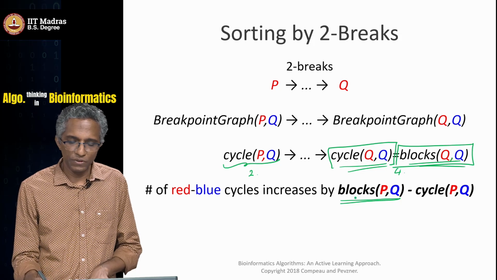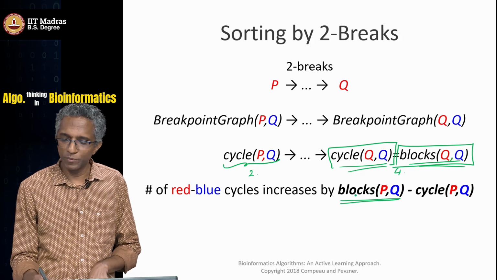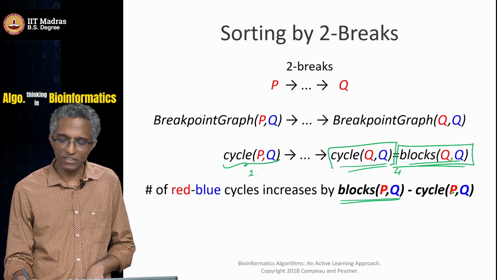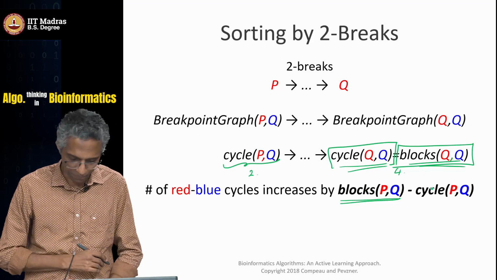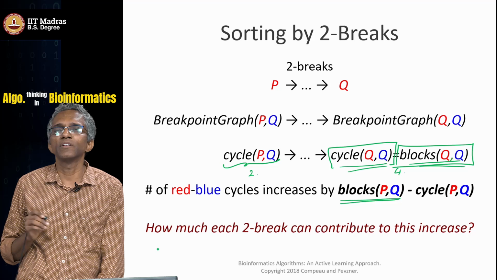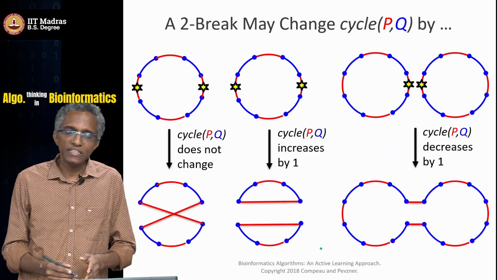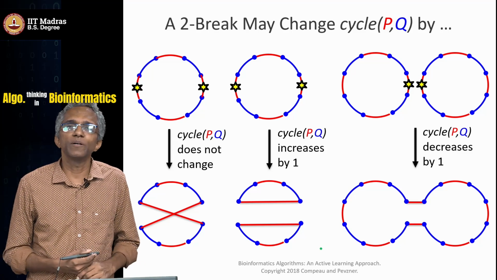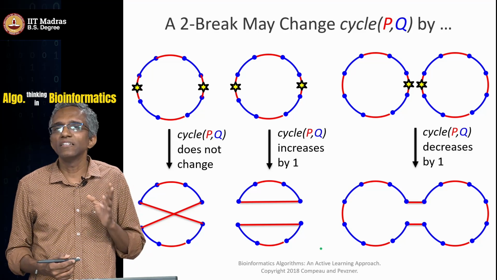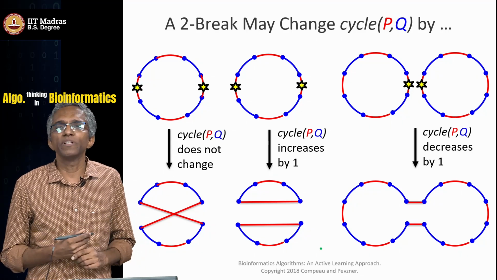In a general case, we have to increase the number of cycles by the maximum number of cycle blocks of p comma q minus the current number of cycles cycle of p comma q. Okay, the maximum increase in the number of cycles that each 2 break operation can contribute. So, in these 3 particular examples, we have seen that the number of cycles that can increase due to a single 2 break operation is at most 1.